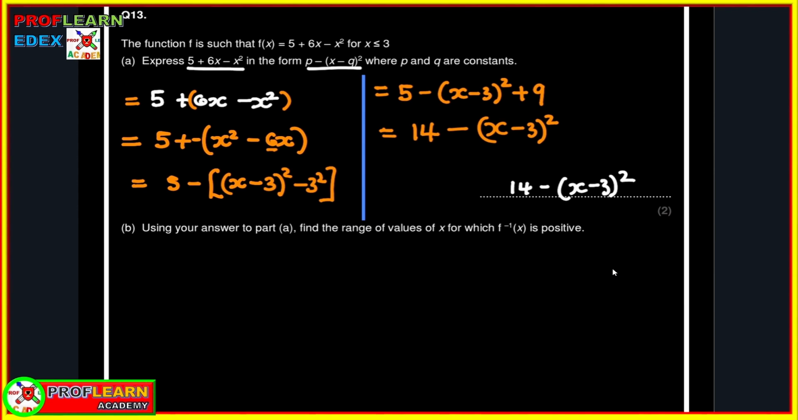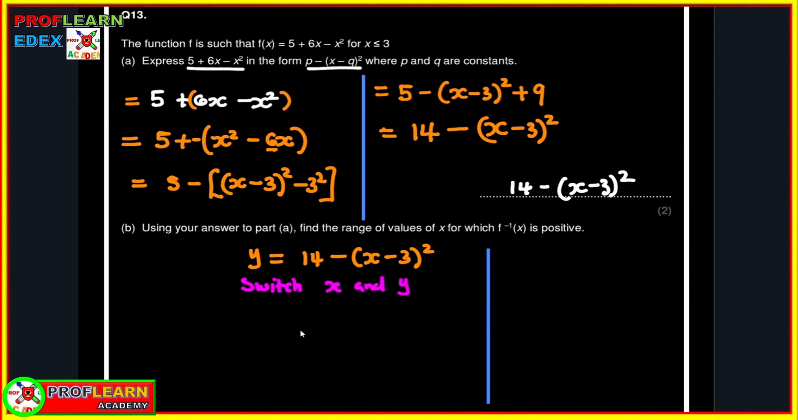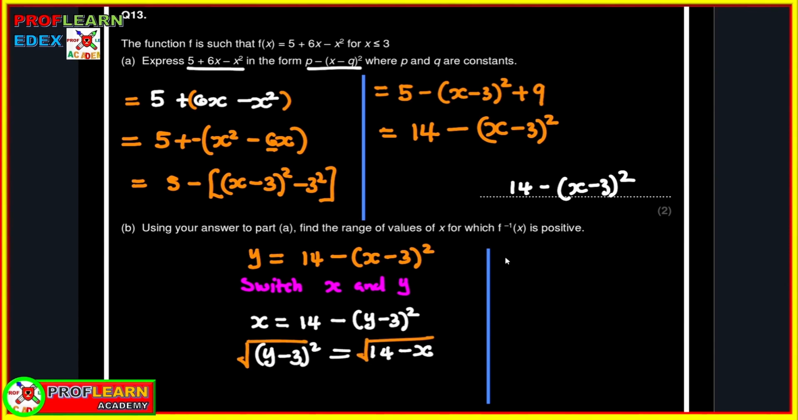All right, using your answer in part A, find the range of values for which f inverse of x is positive. So first we need to find the inverse of this function. We're going to say y equals 14 minus x minus 3 squared. So we're going to switch x and y, meaning that where you have x you write y, where you have y you write x, like that. And then we are going to make y the subject of the formula.